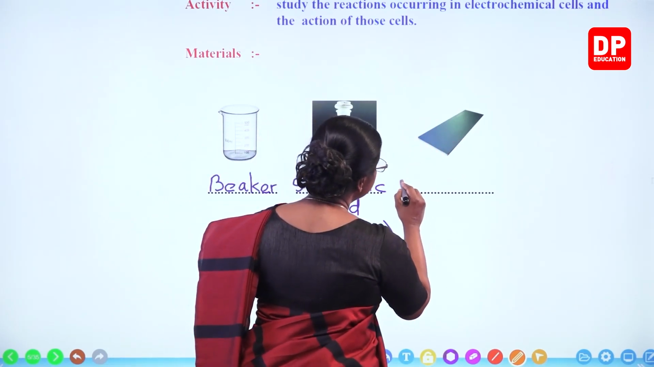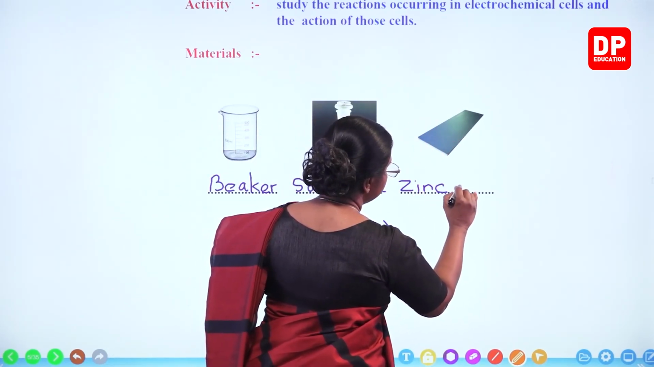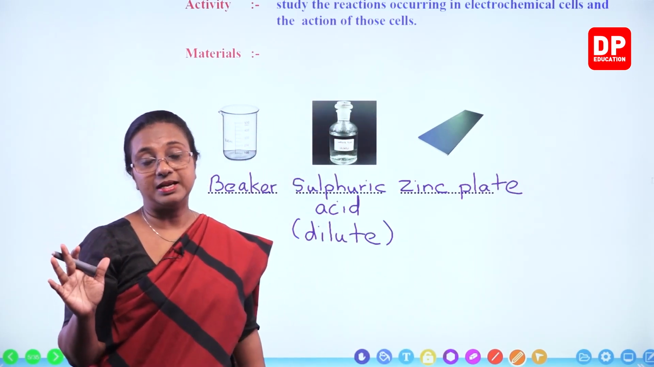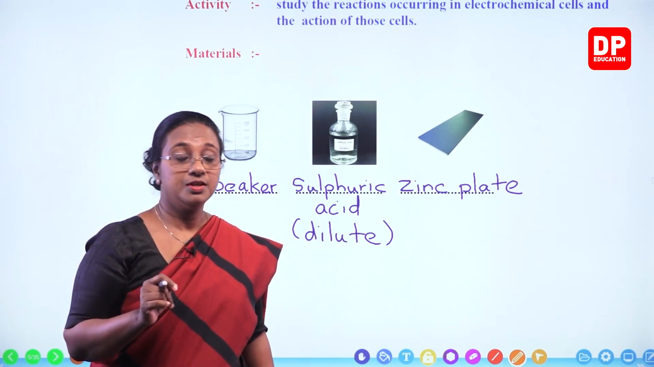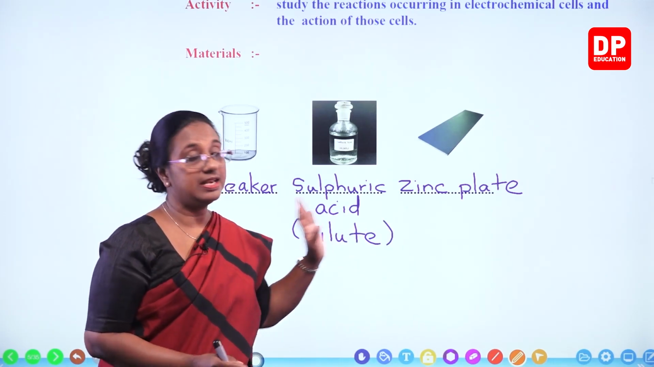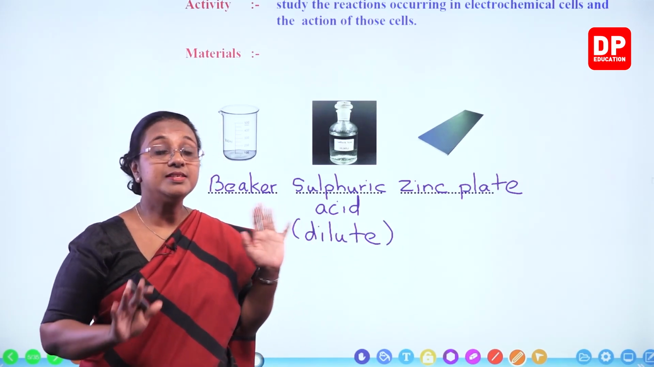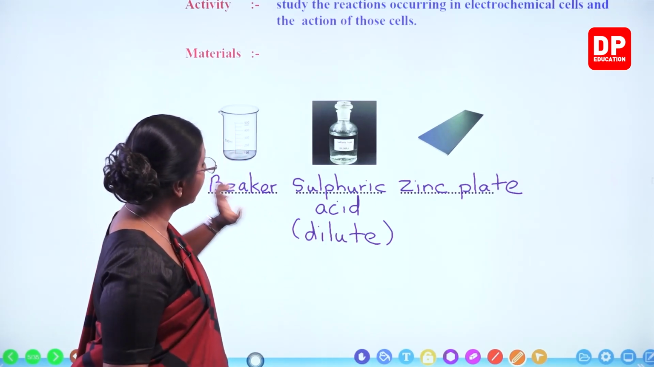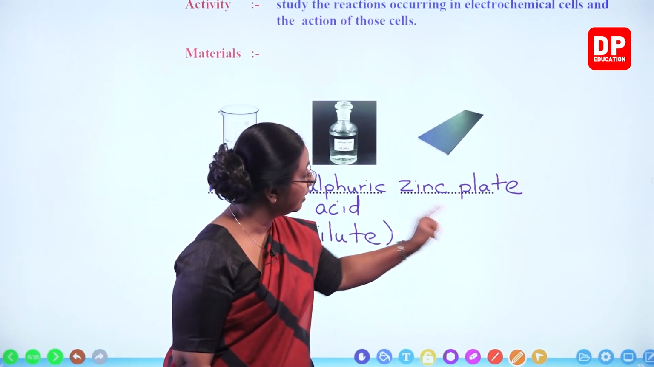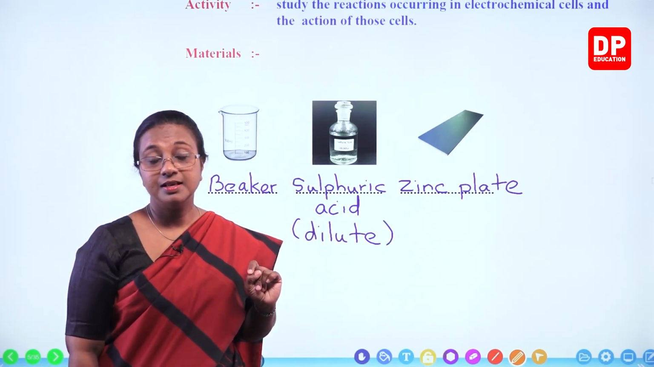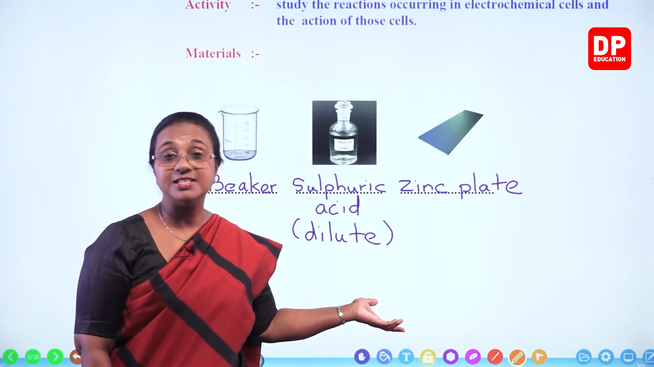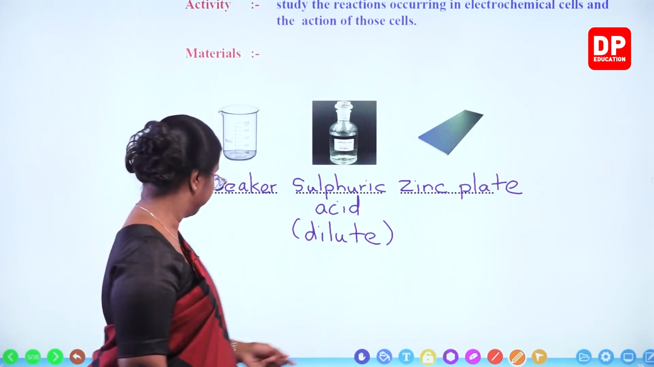Then we need a zinc plate or zinc strip, a piece of zinc metal or even a zinc rod. So mainly we need zinc. So we need a beaker, sulfuric acid and a piece of zinc. This is what we will do. We will take a small amount of sulfuric acid into the beaker, and then into that you will insert the zinc, and then you need to observe what happens. So that's a simple activity. I will discuss the method in the next slide first.